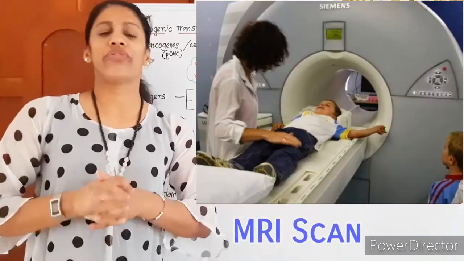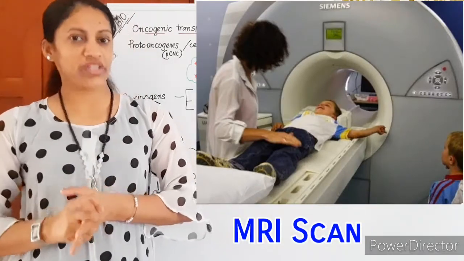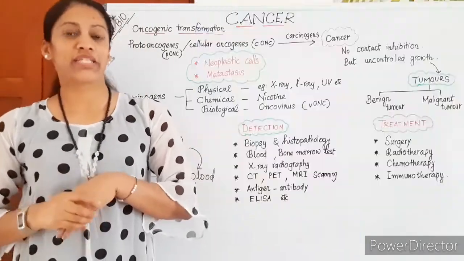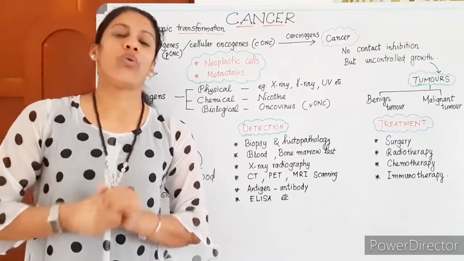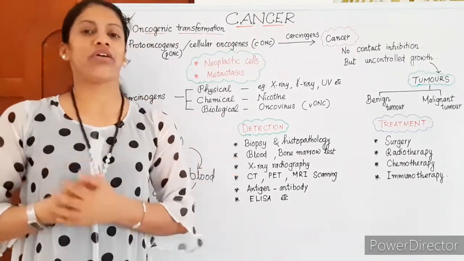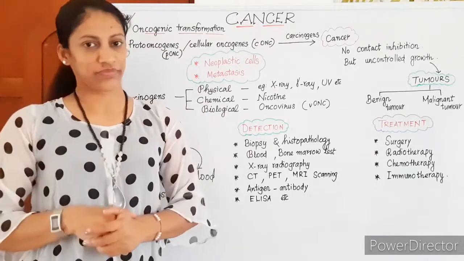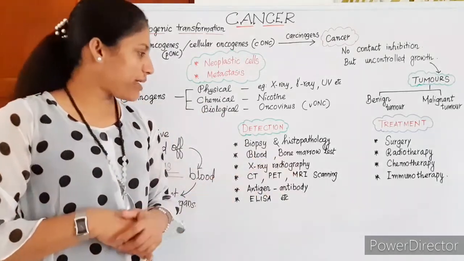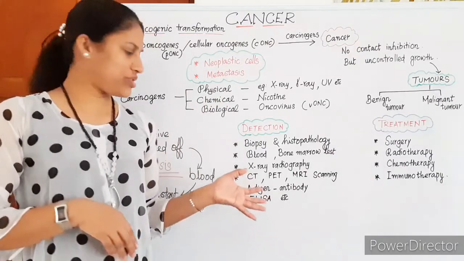Here no harmful radiations are used, that's the advantage, and it depends on the magnetic property of water in a person's body, which is different in tumor and normal cells. That's what MRI scanning is. These are all given to you very briefly.